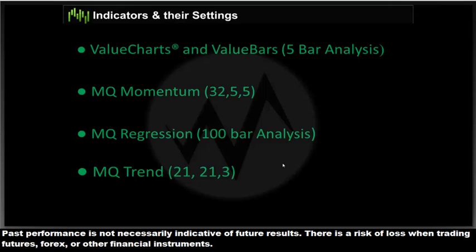Now the settings we're going to use for our indicators are, for value charts and value bars, a 5-bar analysis period. For MQ momentum, we're going to use the default 3-2-5-5 setting. And later on when you're looking at our chart examples, you'll see 2 trend following MQ indicators: MQ regression, which we'll have set at a 100-bar analysis period, and MQ trend, which will be set at a 21-21-3 setting.